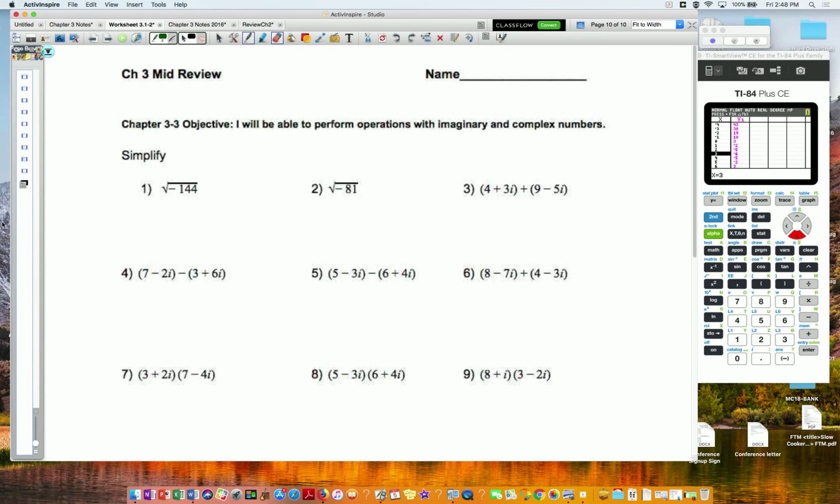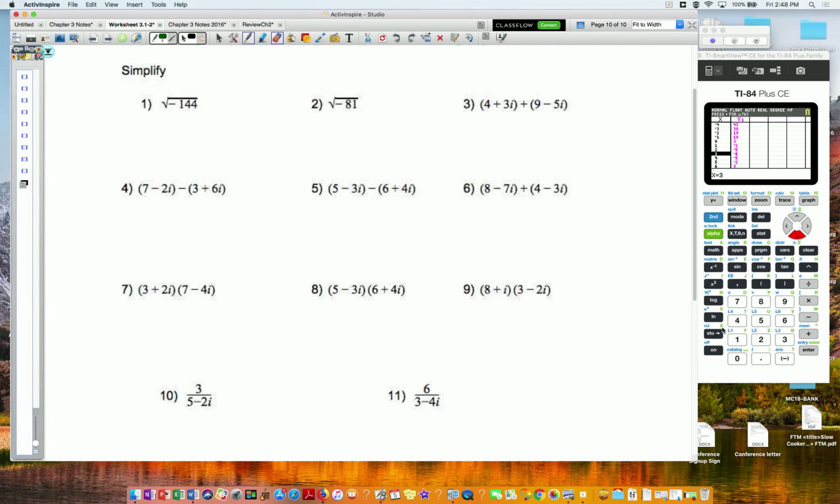So the last page is the learning target for 3.3. I will be able to perform operations with imaginary and complex numbers. All right, so these, remember, we just have to remember that i is equal to the square root of negative 1, and that anytime we get i squared, that equals just negative 1.